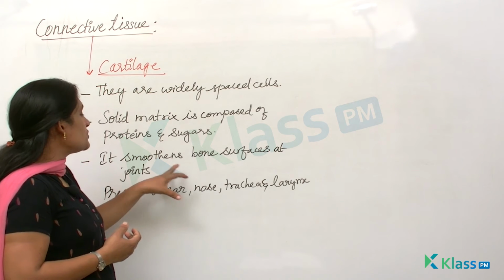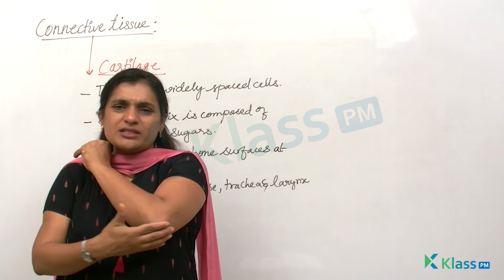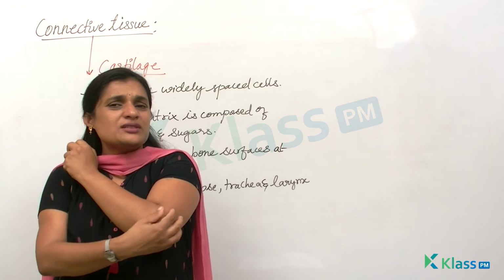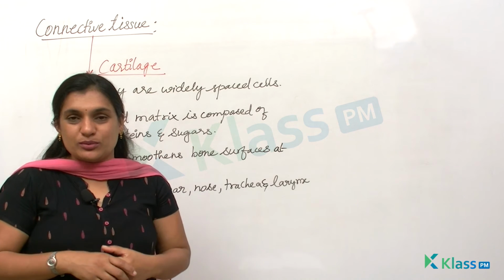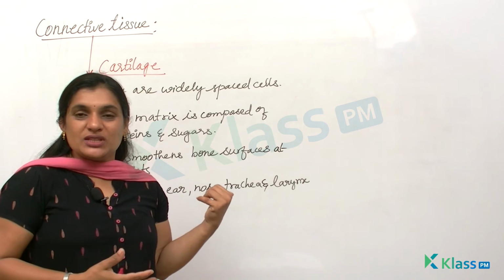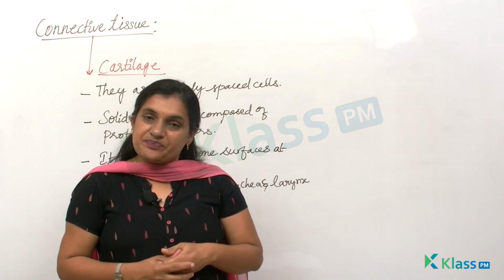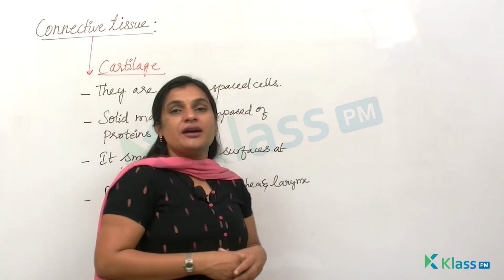And you know this, it smoothens bone surfaces at joints. So you have a joint over here, right? There is a bone surface over here. If the surface of the bones are rough, you would have heard that cracking sound of the bones, right? So these bone surfaces are smoothened because of this cartilage, and usually they are present in ear, nose, trachea and larynx.